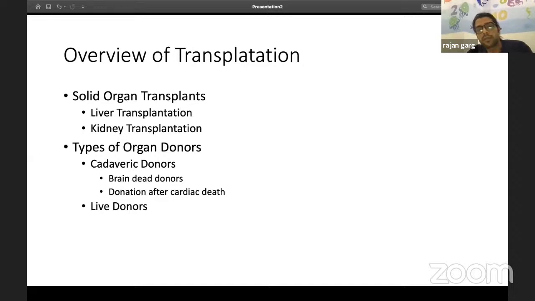So the cadaveric donor operation, whenever it happens, is usually planned in the night, whenever we get an alert from the center. One team, the harvesting team, goes to the cadaveric donor hospital and harvests the organ, and the other team of surgeons prepares the recipient in their own hospital. So by the time the liver is harvested from there, the recipient is ready for implantation.